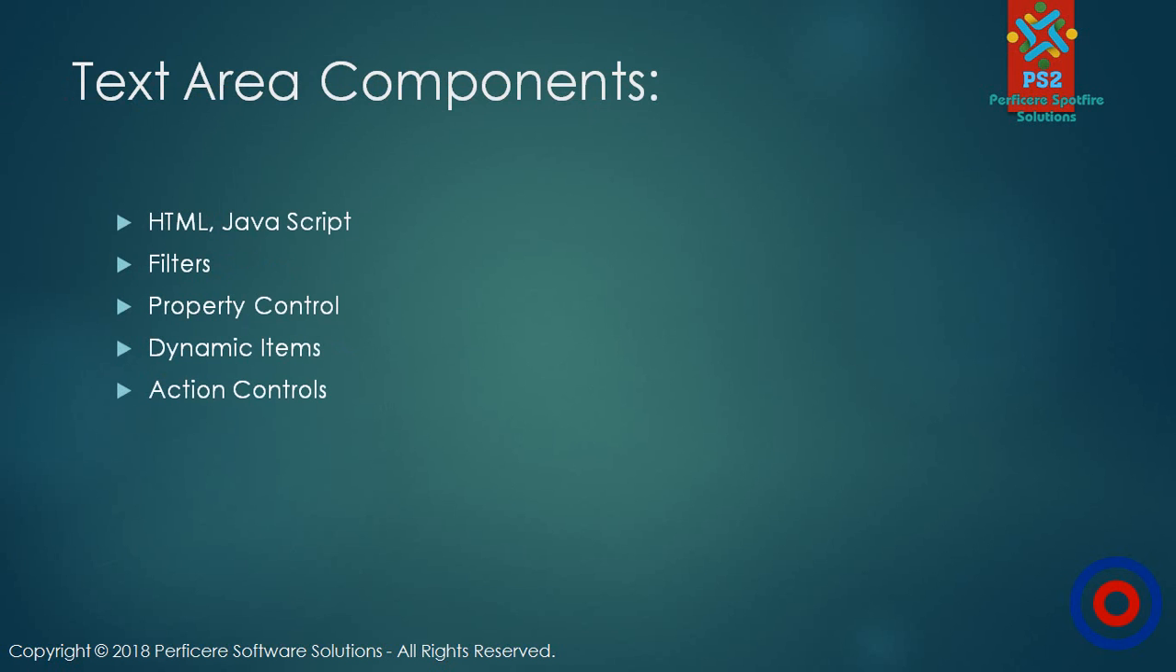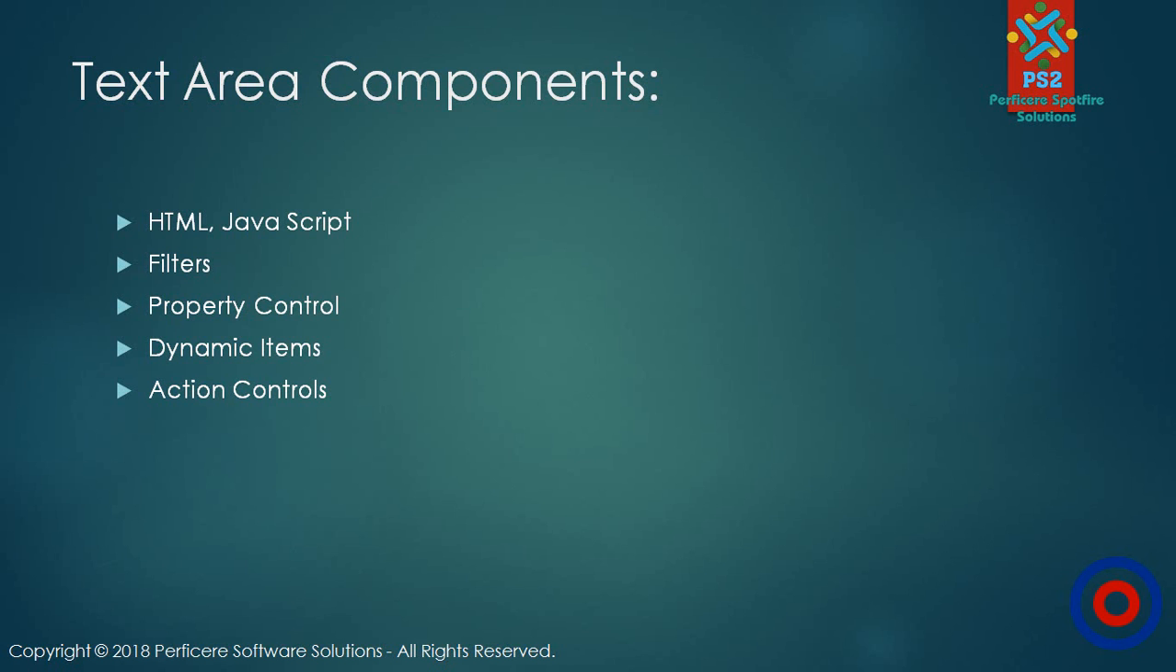In the text area component, we are going to explain HTML, JavaScript, how you can add CSS also, what is the use of it, how you can add those, and how you can call JavaScript from the text area. Then how you can add filters in it. Then what the property controls are: drop down, list box, multiple selection. So we are going to explain each and everything, and we'll implement the same.